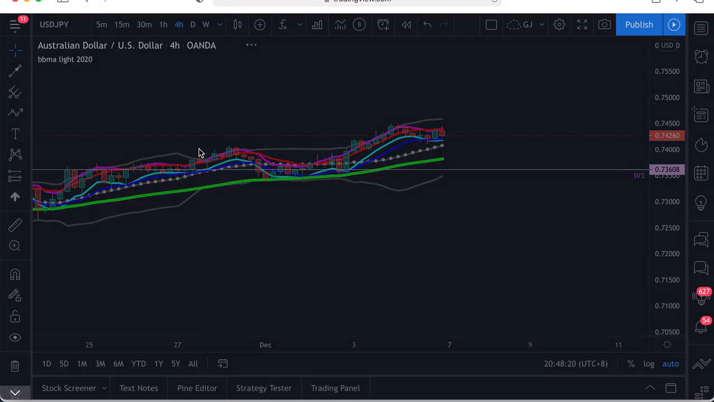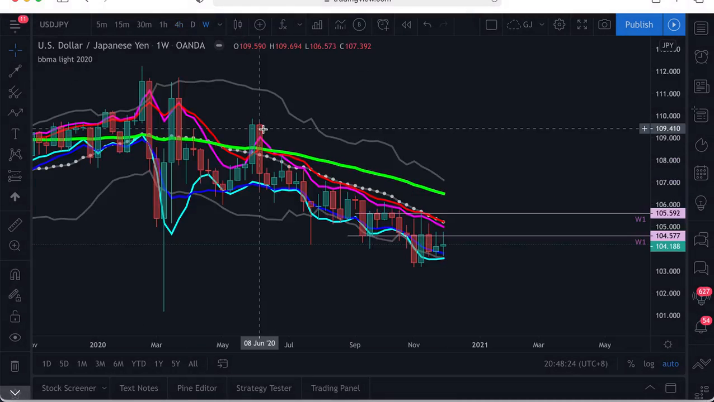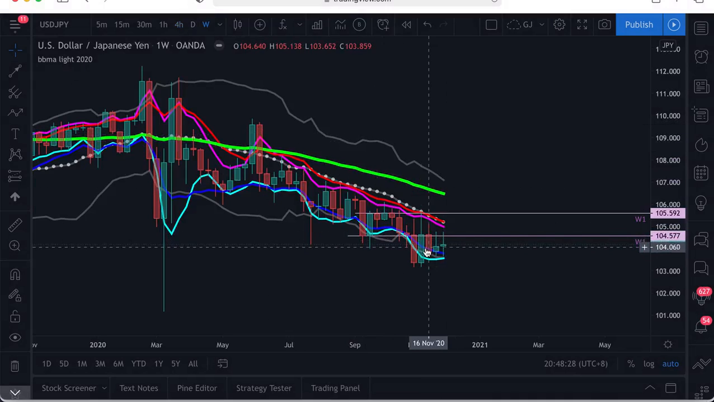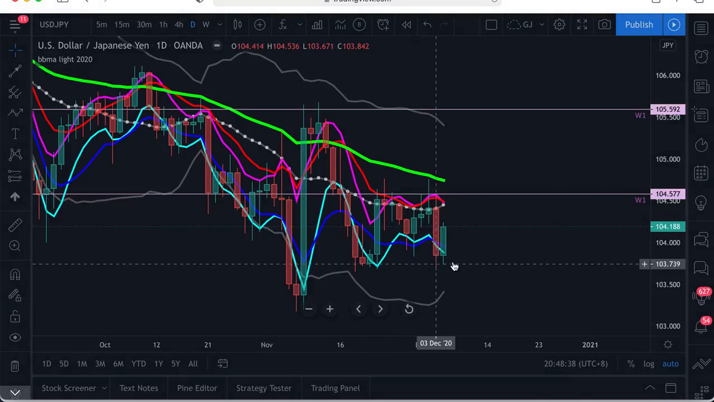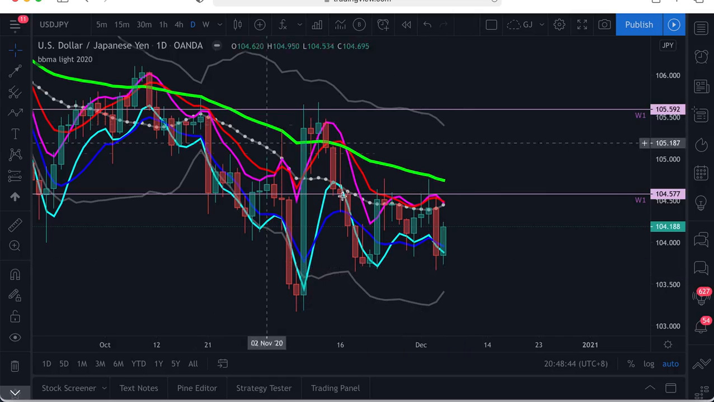Alright, next pair will be USDJPY. For USDJPY, on the weekly time frame, we can see that price is closing inside the Bollinger Band. However, this is still our re-entry buy zone. So weekly is re-entry buy, and on daily we can see price is also making an MHV, okay, MHV buy.